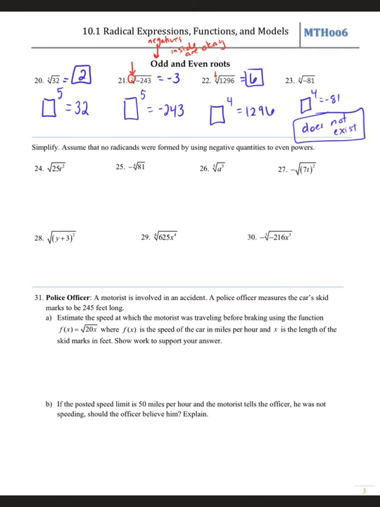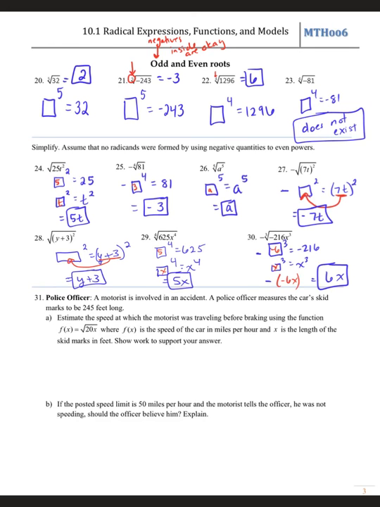Now what I'd like you to do is pause the video and try out all 7 of these problems here. You're going to simplify, assuming that no radicands were formed by using negative quantities to even powers. What this means is don't worry about using absolute value bars. We're going to be working through assuming that no negative quantities were used. So go ahead, pause the video, work through these, and then come back and check your answers with mine.